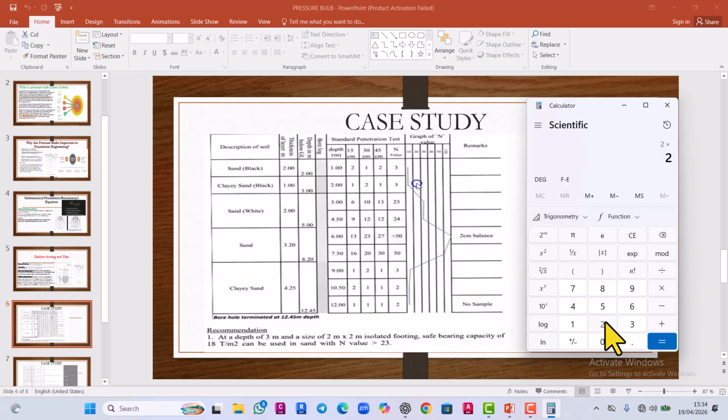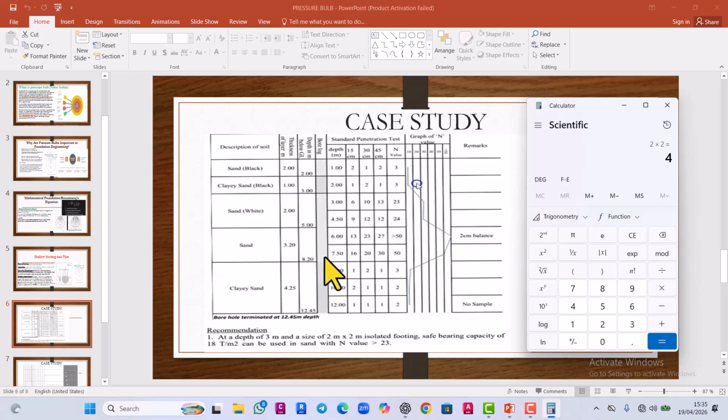Okay, so let's try 2 by 2. 2 by 2, so you're going to have 4 meters. And the 4 meters plus 3, that is about 7 meters. So you see that the zone of influence falls at this sand here. So the zone of influence falls at this point, and it's still within the zone of good soil.